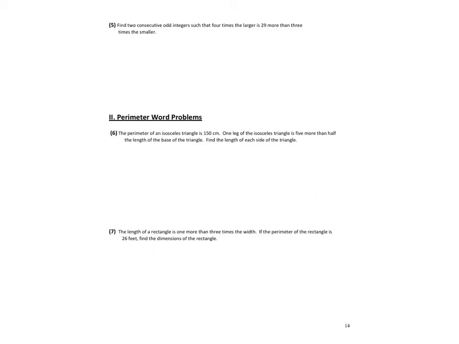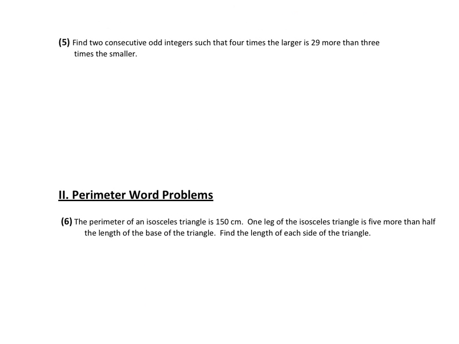Now let's move on to number 5. Find two consecutive odd integers such that 4 times the larger is 29 more than 3 times the smaller. So let's just take this one step at a time. We're first going to define our variable. So we're going to let x equal our first integer or our smaller integer as it is referred to in this problem. Because they're consecutive odd integers, the next integer is going to be x plus 2. So let x plus 2 equal the larger integer.